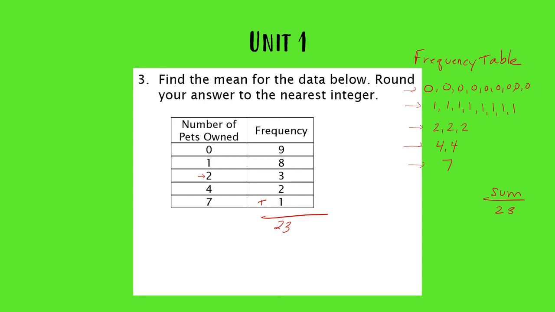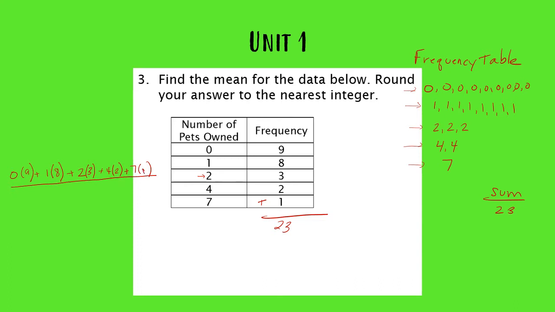But that gets a little bit messy. So what you could do, instead of writing that all out and adding them all up, is just kind of multiply these two rows together. So 0 happened 9 times. 1 happened 8 times. 2 happened 3 times. 4 happened twice. And 7 happened once.